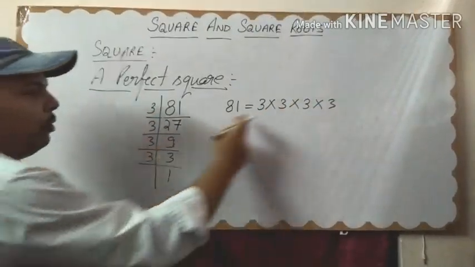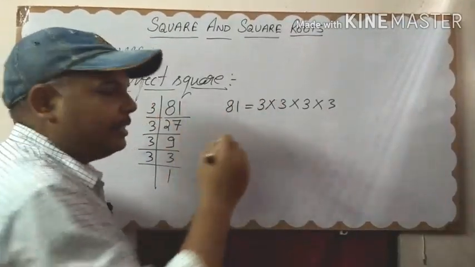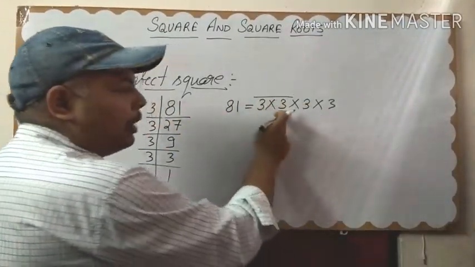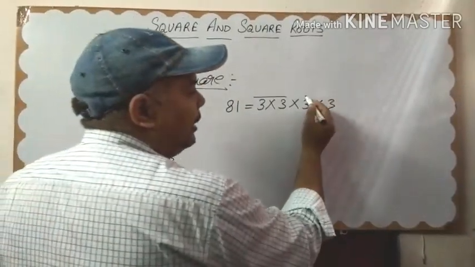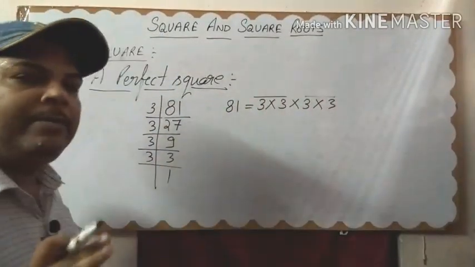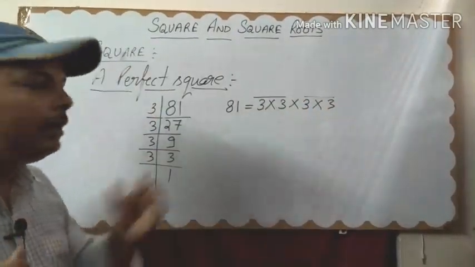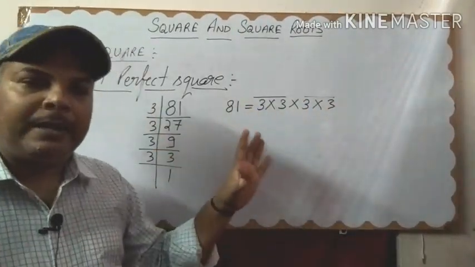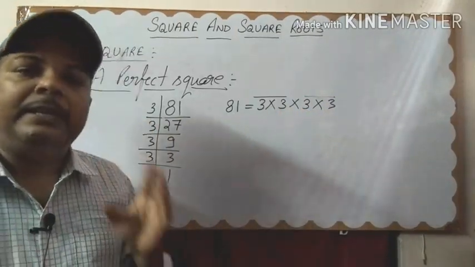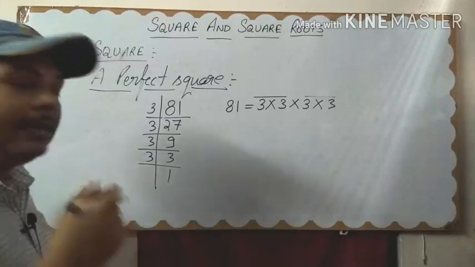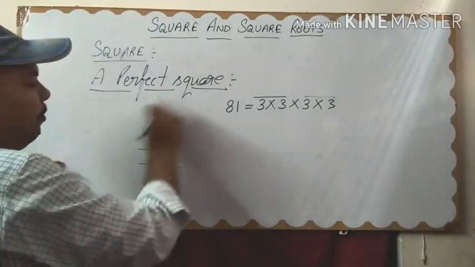1, 2, 3, 4, and we will make pairs of the same digits. Both are the same digits, so one pair is made, and another pair is made of the same digits. No number is left. Here you can see no number is left, every number forms a pair of the same digits. So 81 is a perfect square. Let's take another number.